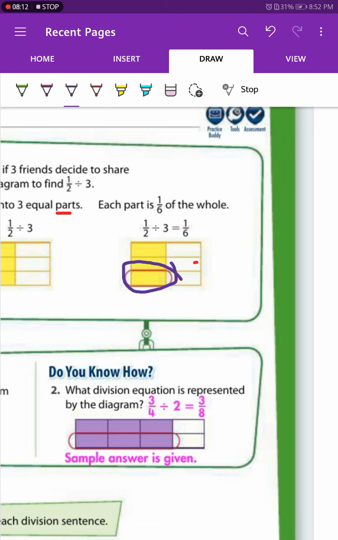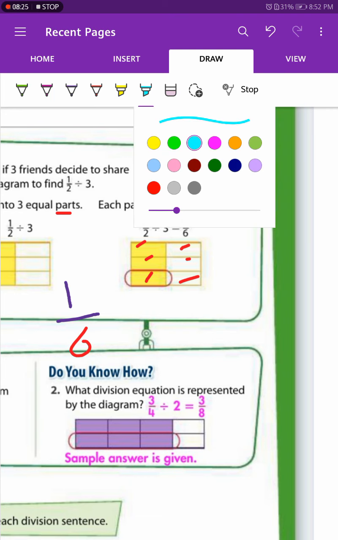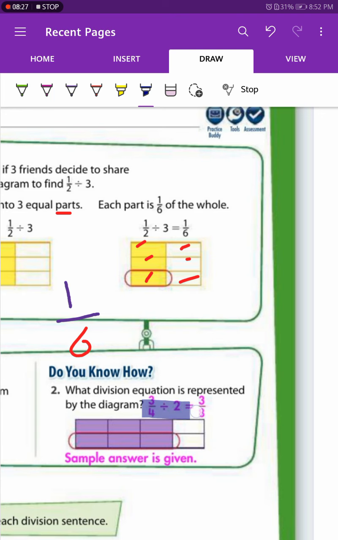How many squares are circled? 1. Out of how many parts do we have here? 1, 2, 3, 4, 5, 6. So it is 1/6. Okay, let us apply what we learned now.